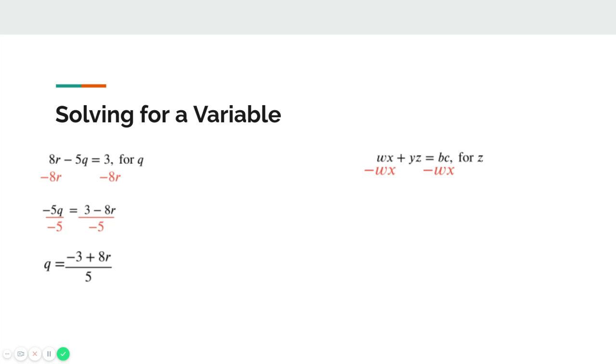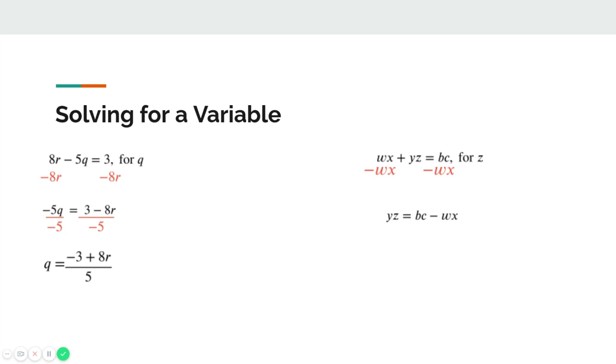If I look on the right side, they all have different letters, B, C, and WX, which means they are not like terms. So I will take what I have vertically there, and I'm going to rewrite it horizontally. YZ equal to BC minus WX. Again, we want Z all by itself. Ask yourself, what is the operation that's occurring between Y and Z? If they are touching, that is multiplication.